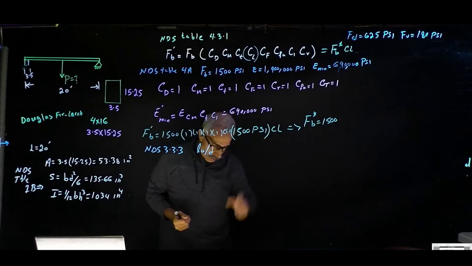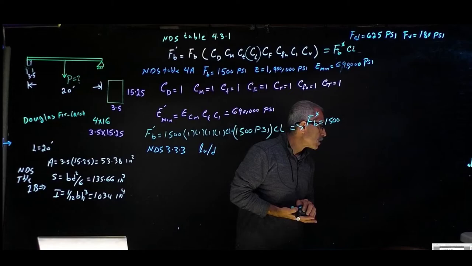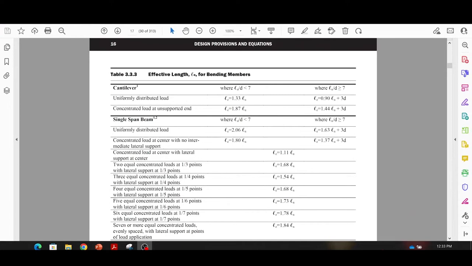Let me bring the code book up here. When we look at the code book, we figure out where this will fit. Is this ratio going to be less than 7 in this column, or more than 7? Most likely it's going to be more than 7. And these are for a cantilever beam, which is not our situation. Our situation is a single span beam. If I go down, it's not a uniformly distributed load. The weight of the beam doesn't count because the timber is pretty light anyway. So it's going to be the third row right here.